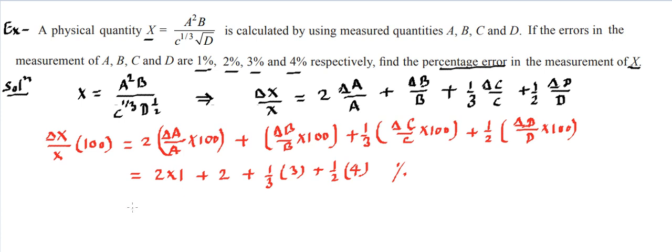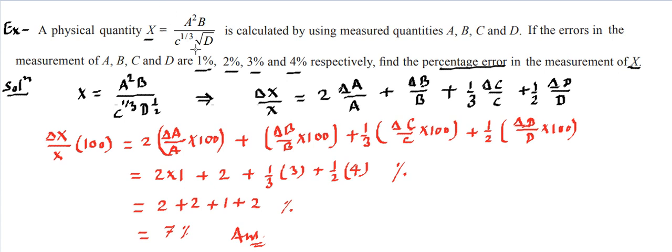So we can say the percentage error in measurement of x is this number, which is coming as 2 plus 2 plus 1 plus 2, this many percent. So ultimately it becomes 2 plus 2, that's 4, plus 1, 5, plus 2, 7. That means the percentage error in measurement of x is going to be 7%. That becomes our answer.